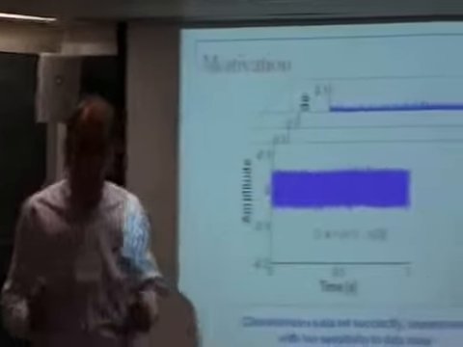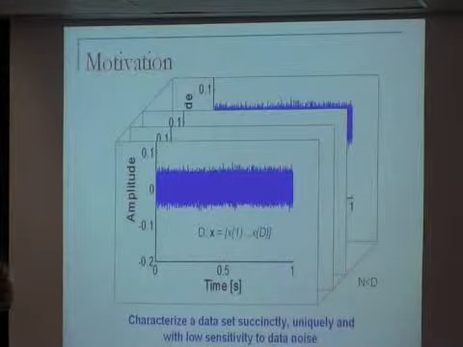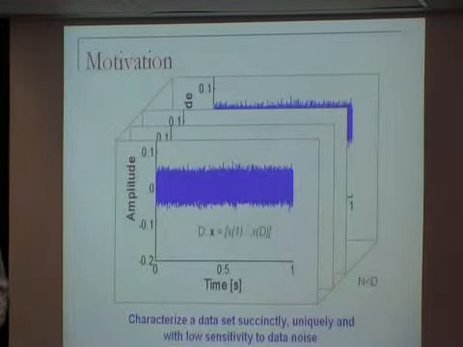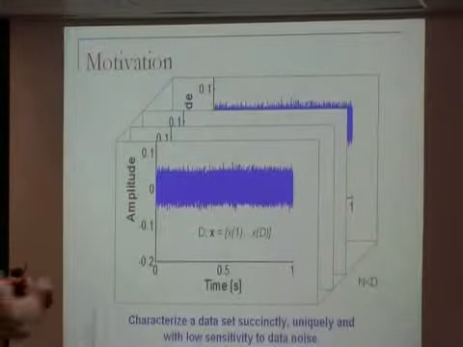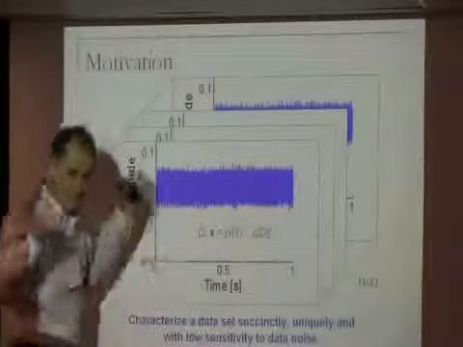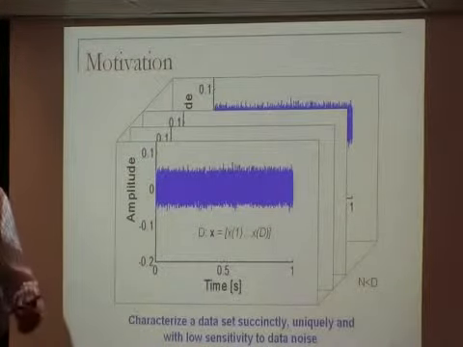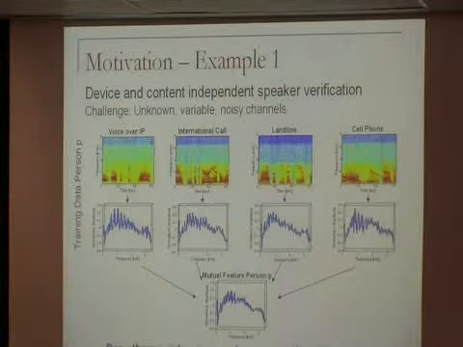However, the idea is that I would like to characterize my data set in a succinct manner, unique eventually if possible, and be insensitive to noise. If my data has small variations, I'd be able to describe it in a similar way or not. So that's what MIA is about.